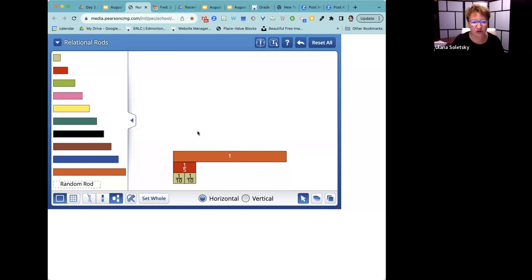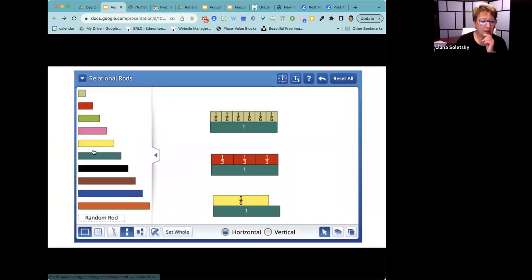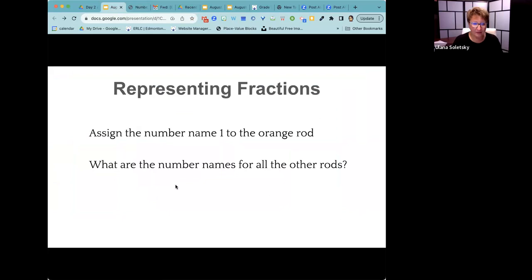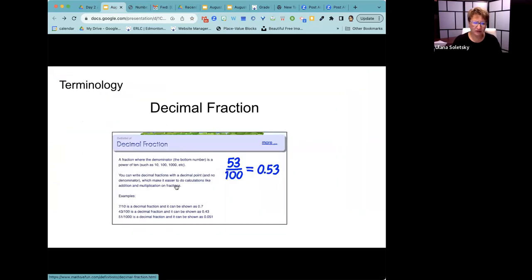So there's a lot more you can do with these. And I can also say that this is now 2/5. And I can prove that by saying that this is equal to 2 1/5. Okay. Unfortunately, got to move along.